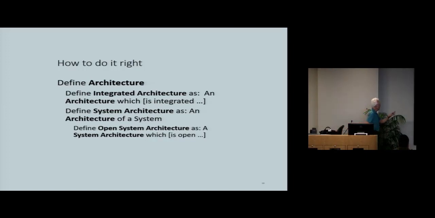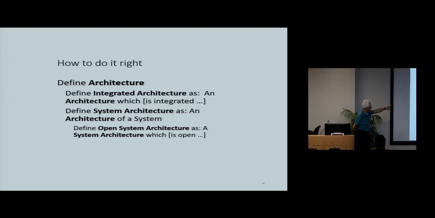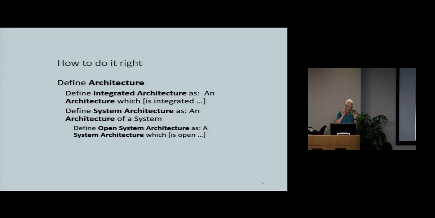So if you want to define, for instance, open system architecture, then first of all you need to define architecture. And I won't worry about how you do that. We'll just assume that we have a good definition of architecture. And then you define integrated architecture as an architecture which is integrated. That's a really good starting point. In fact, that's probably all you need. Providing you have a good definition of architecture, then a good definition of integrated architecture is an architecture which is integrated.